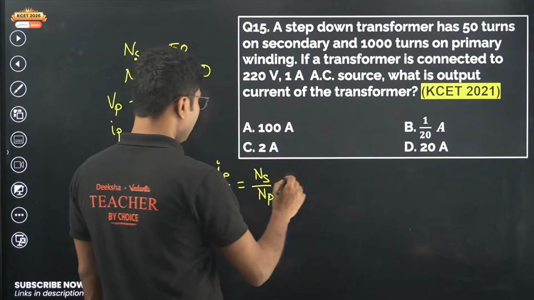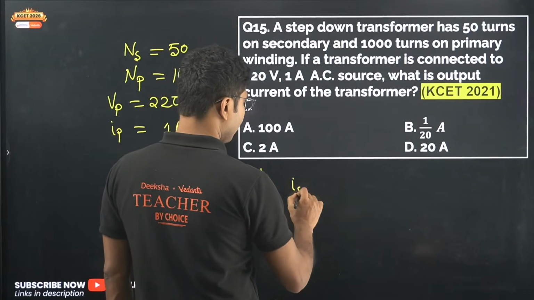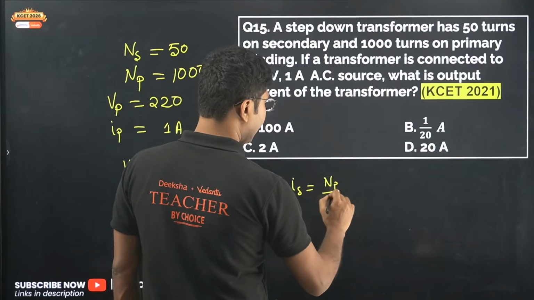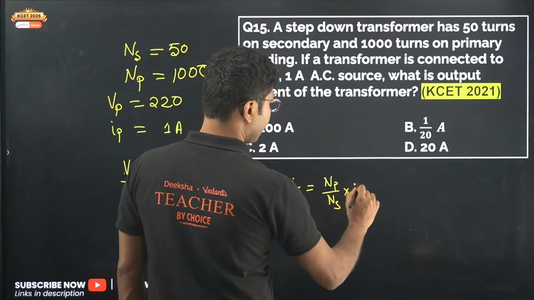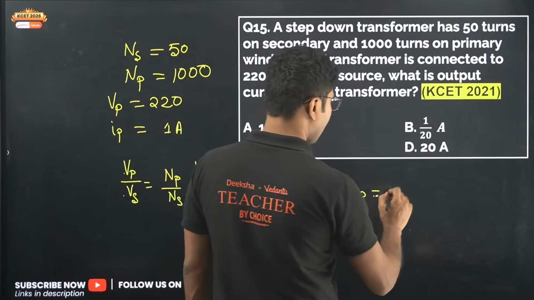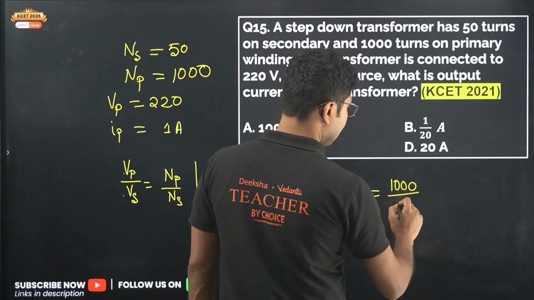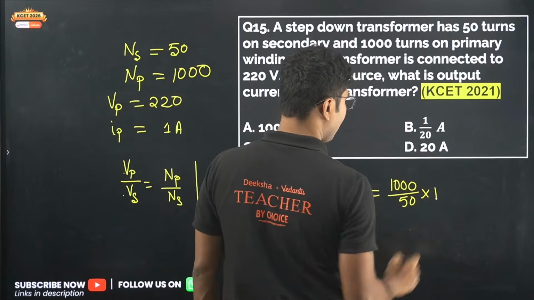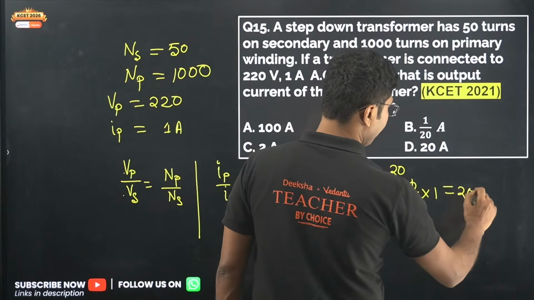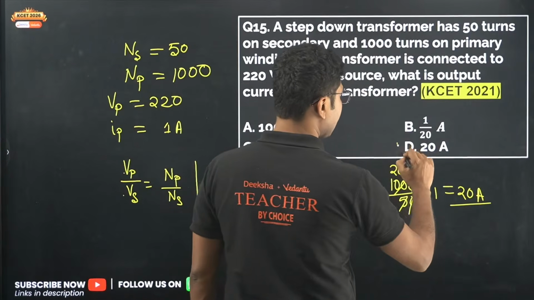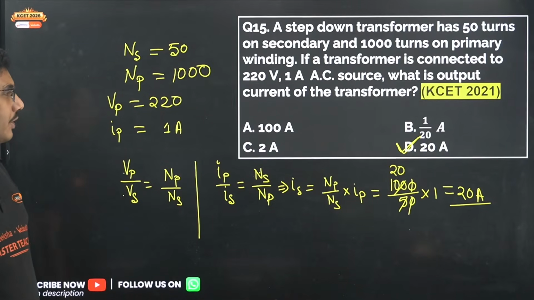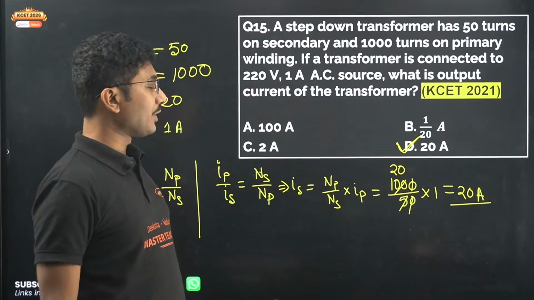Okay, so now Is will be equal to Np by Ns into Ip. Do cross multiplication, it comes over here. So Np is given here as 1000, Ns is given as 50, Ip is given as 1. The zeros cancel and you get 20 ampere. So 20 ampere is the correct answer. Not 2 ampere, not 100 ampere. 20 ampere is the correct answer.